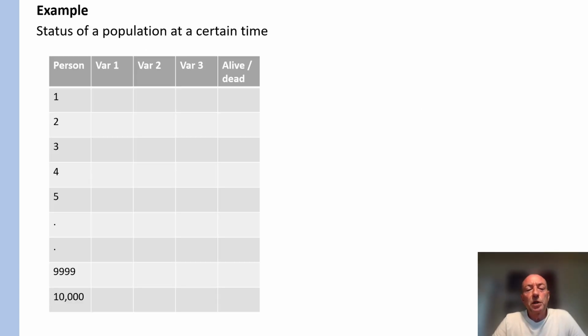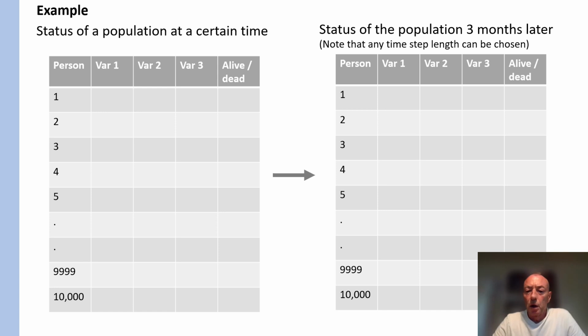So, for example, at one point in time, we would have this representation of the status of a population. So the rows represent different people in the population going up to 10,000, and the columns represent different variables: variable 1, variable 2, variable 3, and then a variable indicating whether the person is alive or dead. And then we'd use the model to simulate the status of the population 3 months later, or any time step can be used. So you'd have the same representation of the values of the variables 3 months later in each individual.